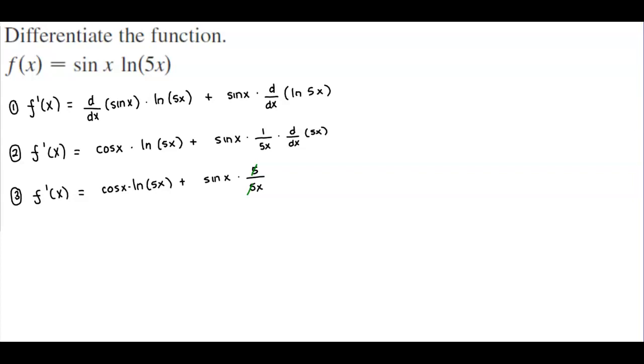And so therefore, the derivative of this function is equal to the cosine of x times the natural log of 5x plus the sine of x over x.